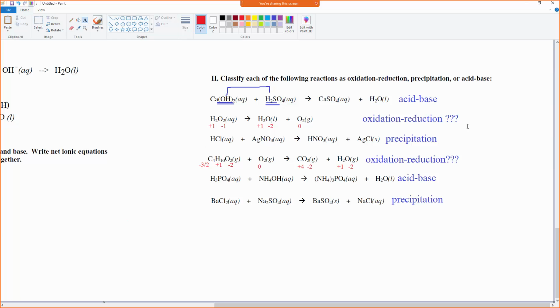Okay, does this section make sense to you guys? You feel like if I gave you a reaction like this on the exam, you could predict what kind it was? Excellent. Okay, well then I will end there.